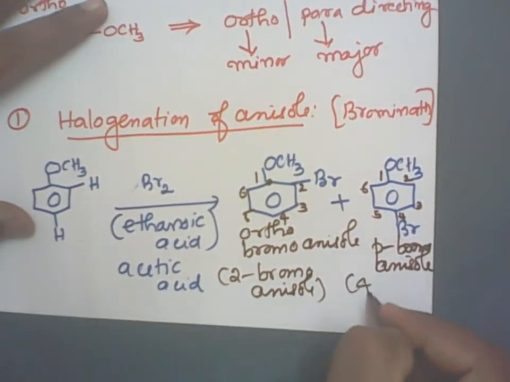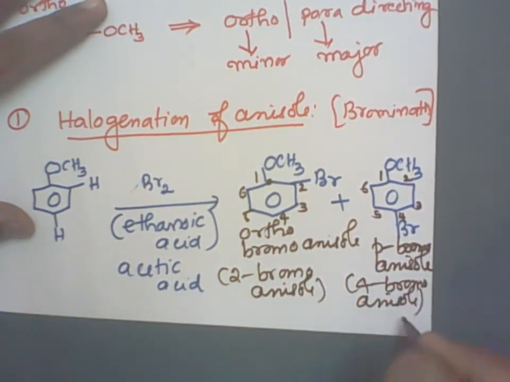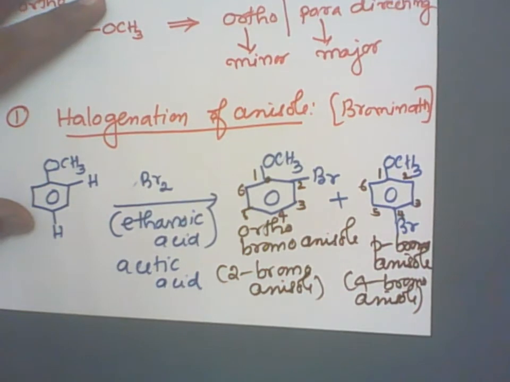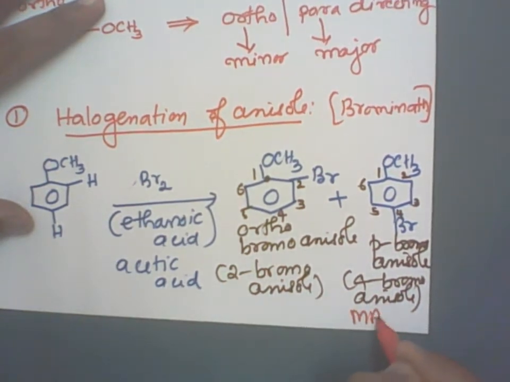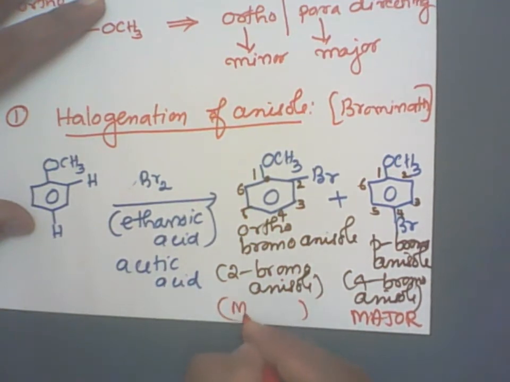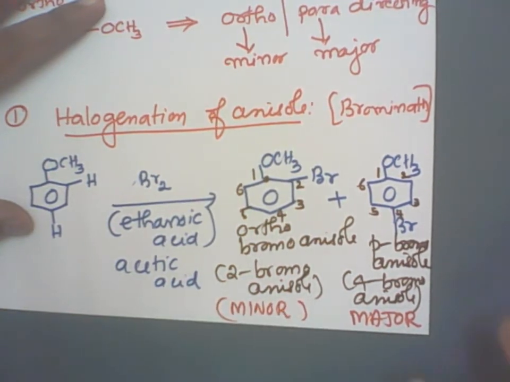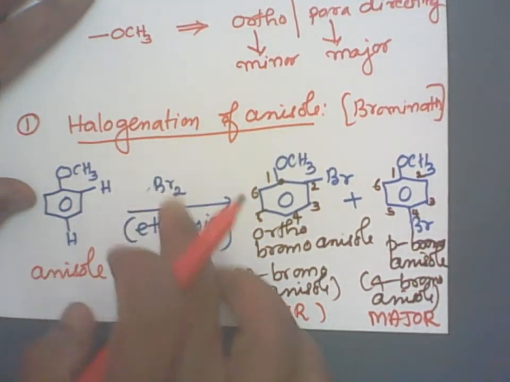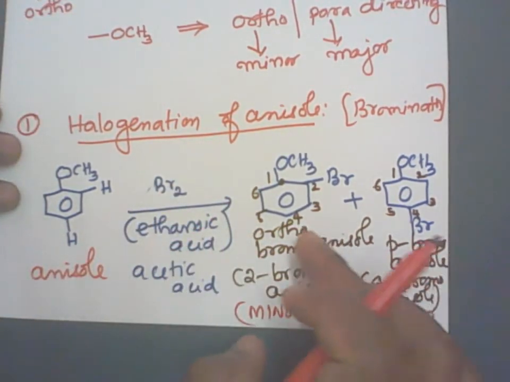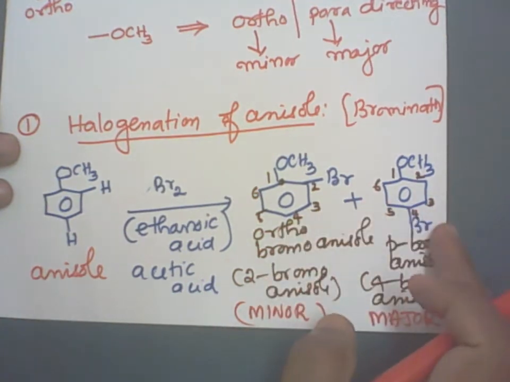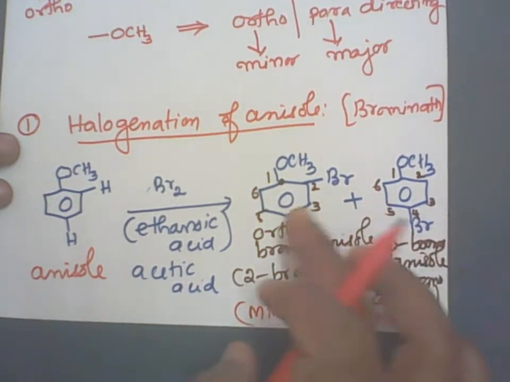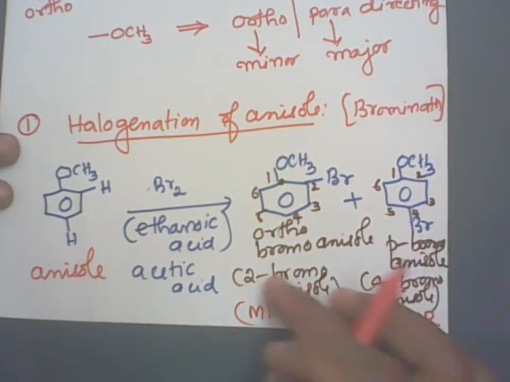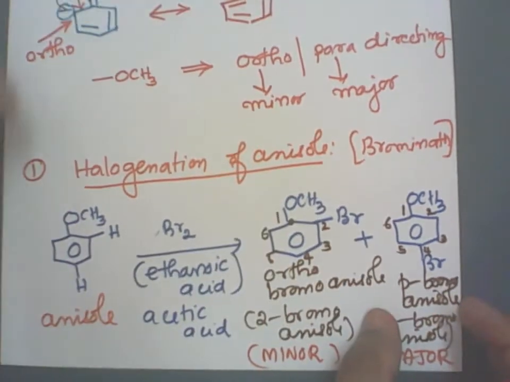So this will be 4-bromo, 4-bromoanisole. Among the two, which is the major product? Remember, para is the major product. So this is the major product, and this will be the minor product. Ortho will be the minor product. Clear? So anisole reacts with bromine in acetic acid, bromine ethanoic acid, to give a mixture of ortho and para products. After writing the equation, right below the structures, we can write down 2-bromoanisole and 4-bromoanisole.